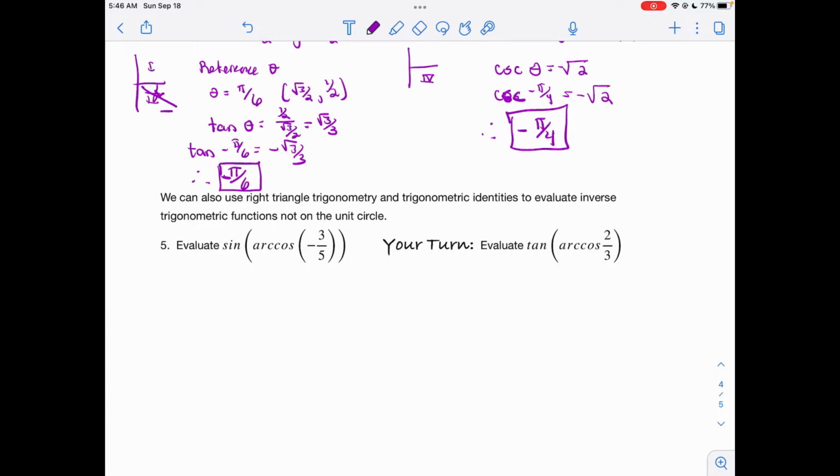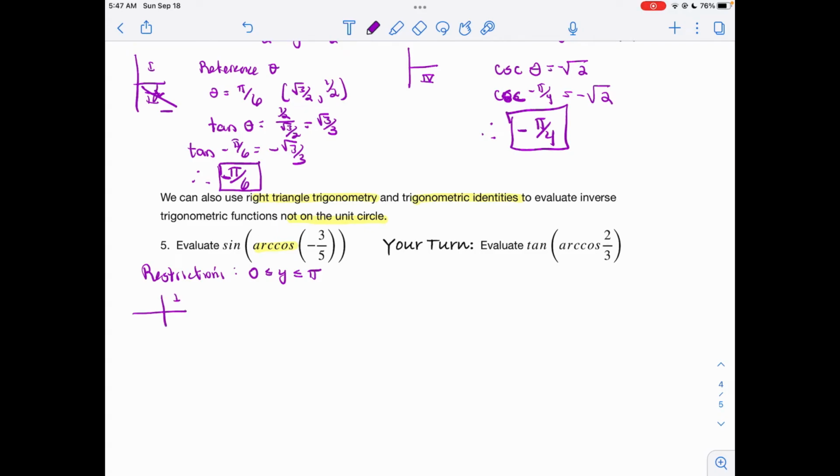Now, so far, we've only dealt with angles on the unit circle. But what if we wanted to find any angle measurement, some angle that's not on the unit circle? Then we have to refer back to right triangle trig, or sometimes trigonometric identities. So if I wanted to evaluate the sine of the angle whose cosine is negative 3/5, I first look at which inverse trig function we have. So we have the inverse of the cosine function, so we find the restrictions to that function. And remember, the restriction is between 0 and pi inclusively.